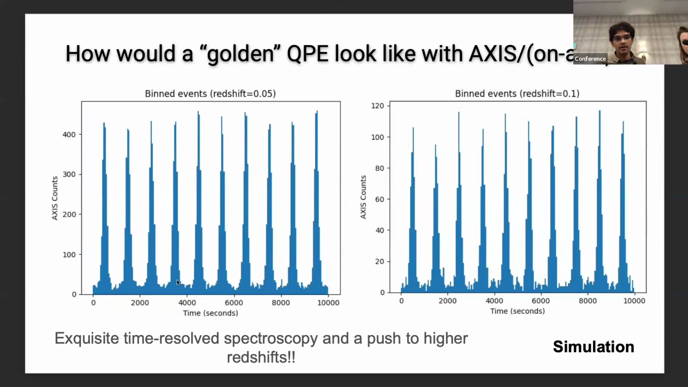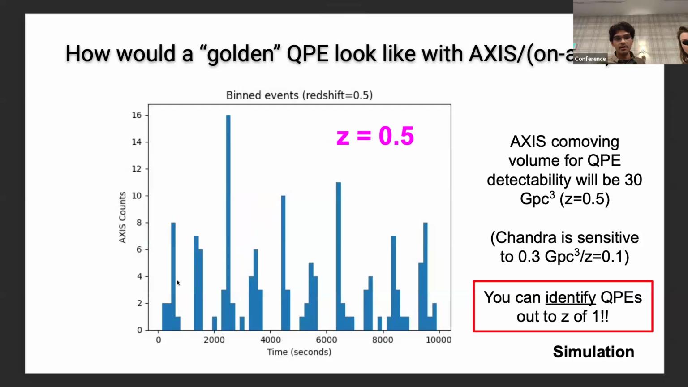For fun, I also extended out to higher redshifts, and this is with AXIS at a redshift of 0.5. In principle, you should be able to detect it. And you can, again, go all the way out to redshift of 1. You might not be able to resolve individual eruptions, but with some folding techniques, you can recover the period, yes. So as you can see with AXIS, the amount of volume you'll be able to probe will be 100 times more than what Chandra can do right now with these systems.